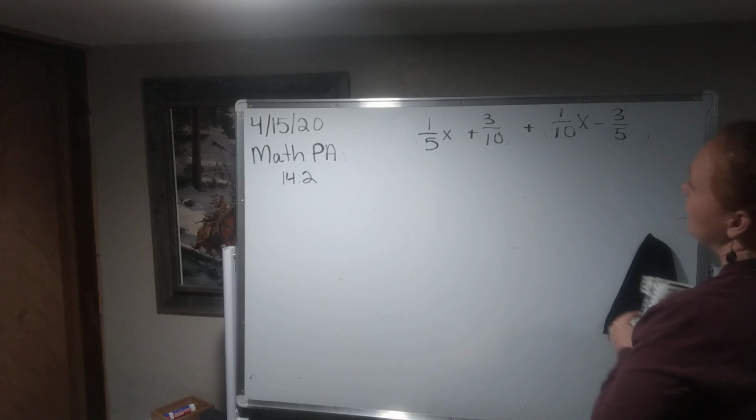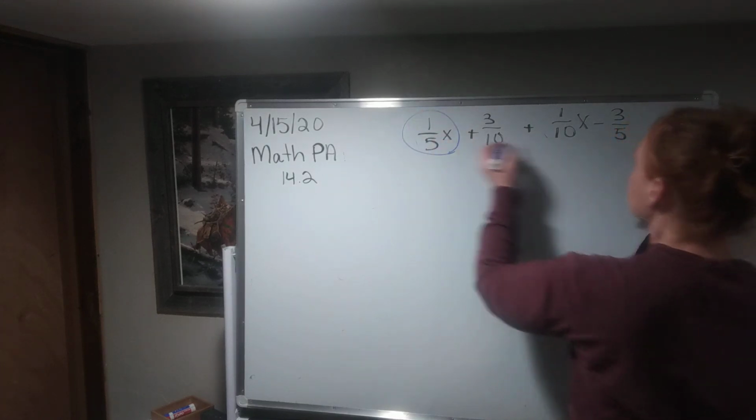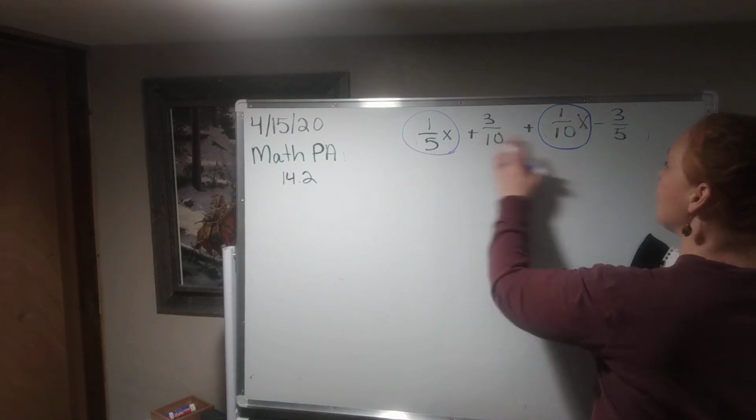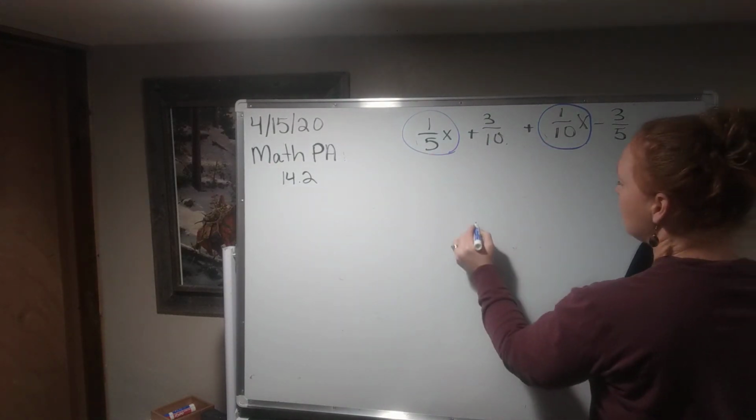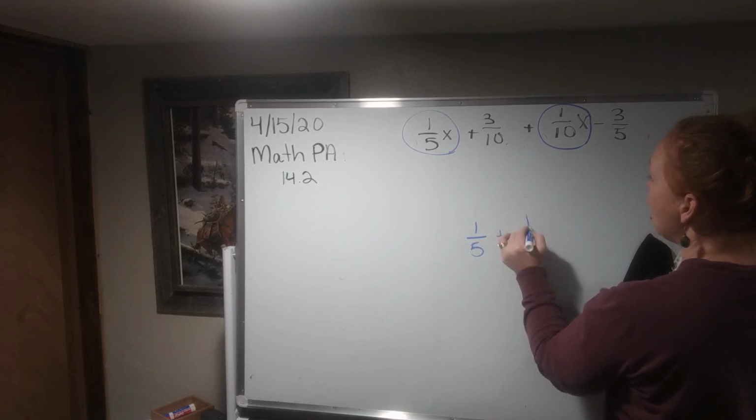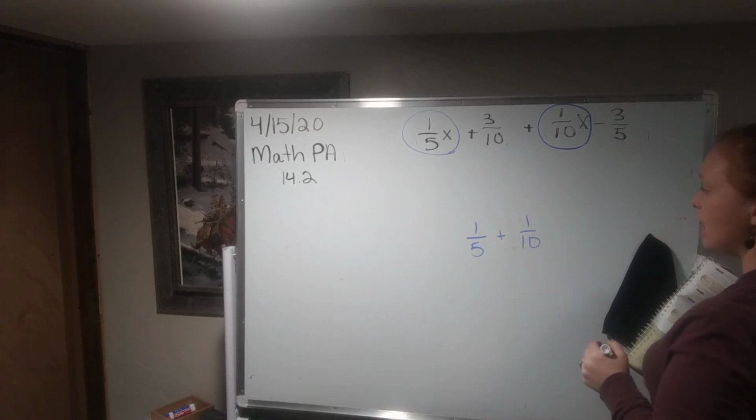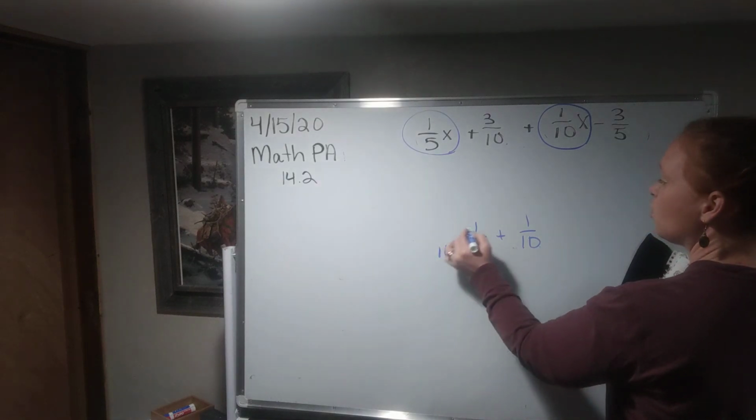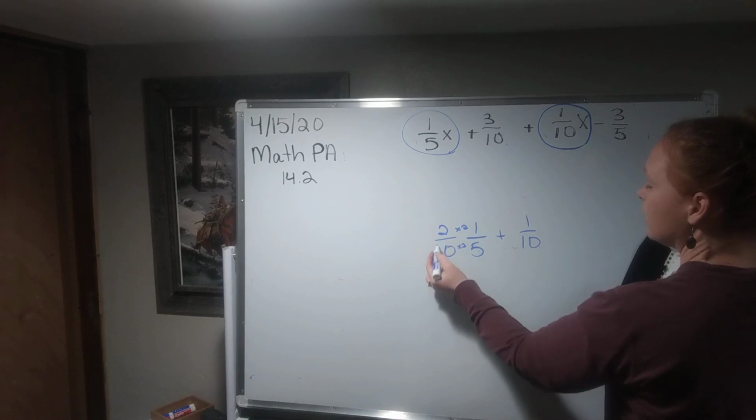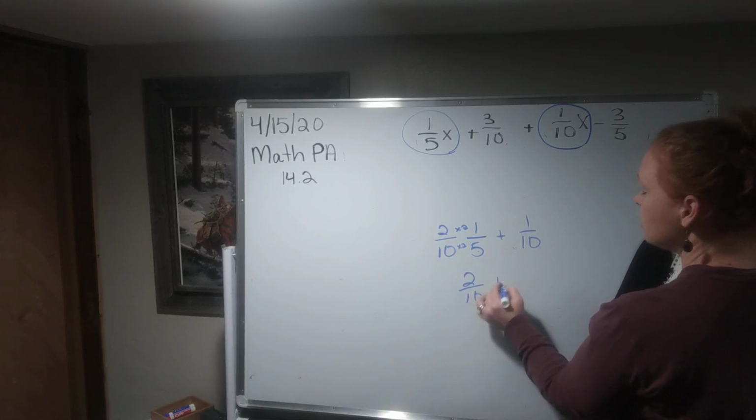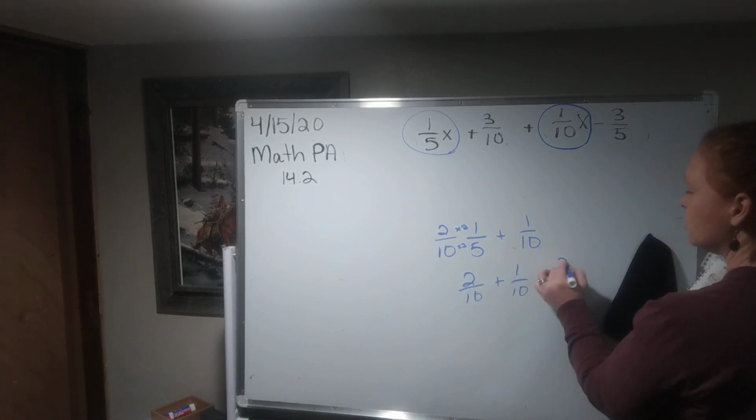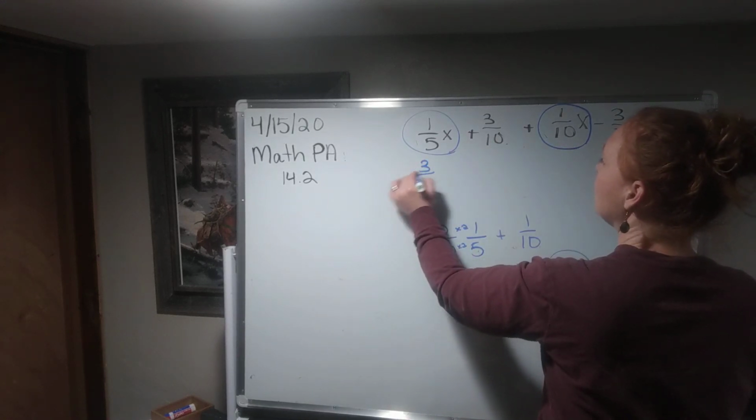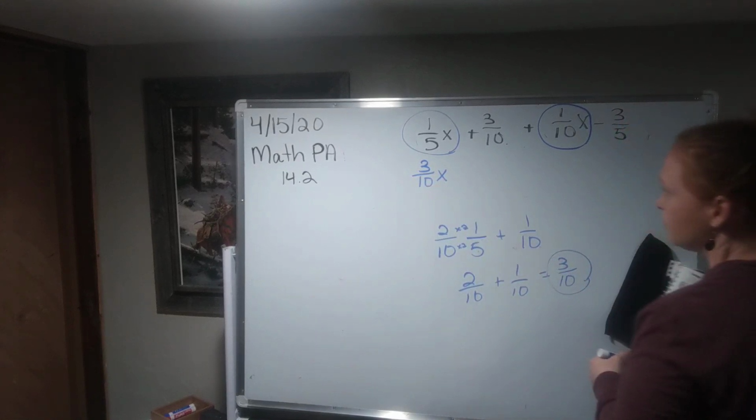Okay. And now I have a 1/5 x and a 1/10 x that I need to combine. Well, remember when I'm adding fractions, I need to have the same denominator. So in essence, I'm adding 1/5 plus 1/10. Okay? I need to change this one. 5 times 2 is 10. So 1 times 2 is 2. So I get 2/10. So now I'm adding 2/10 plus 1/10 equals 3/10. Okay? So let's come back up here, and I have 3/10 x.